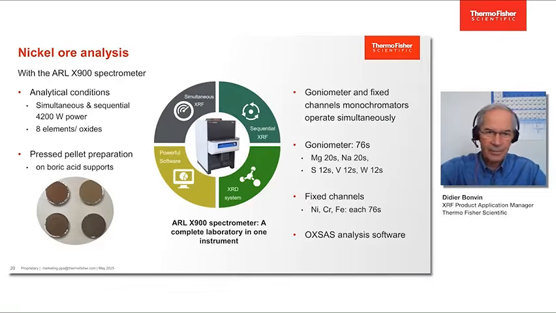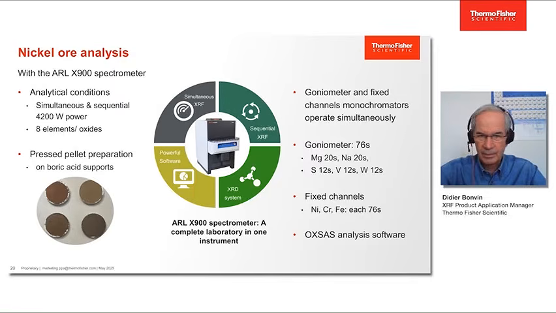So let's have a few actual examples here. Nickel ore analysis. We have here an analysis with press pellets. You see here 4 different nickel ores. In this case, we were wishing to get some performance for 8 elements oxides that were known in advance. So they are listed on the right.